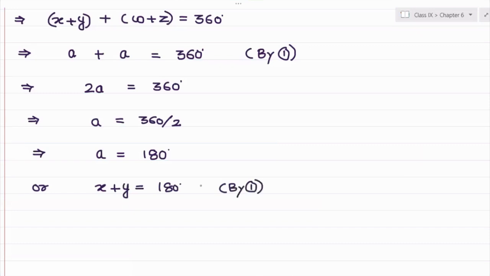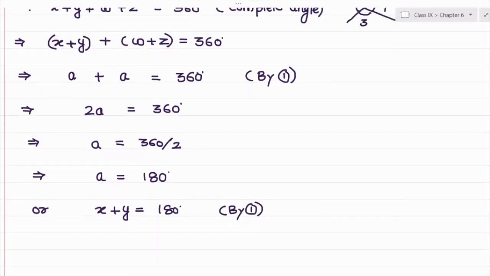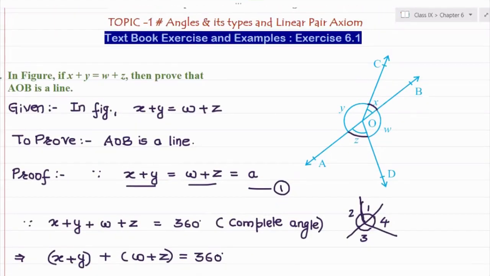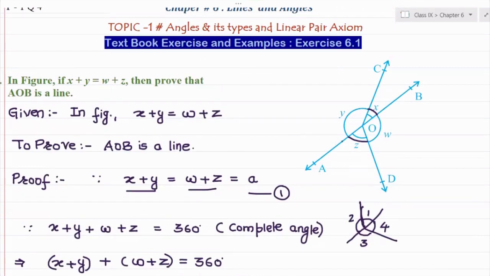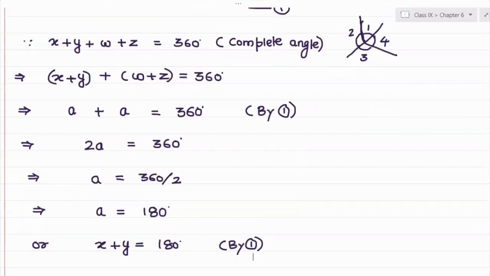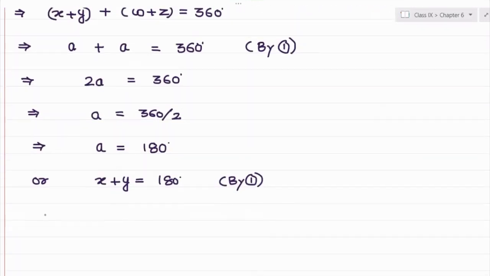So now you observe, as I told you earlier, I need to bring the sum of x and y. Observe now in the figure, the sum of x and y I brought here 180 degree. So we can say that the non-common arms of x and y, that is OA and OB, are forming a line. Okay, so we can say that therefore AOB is a line.